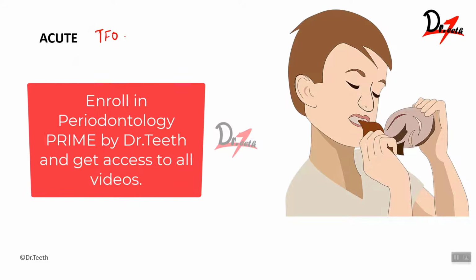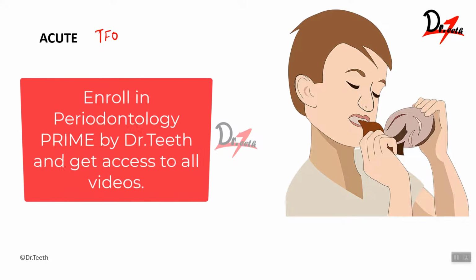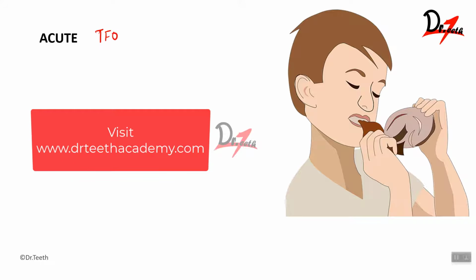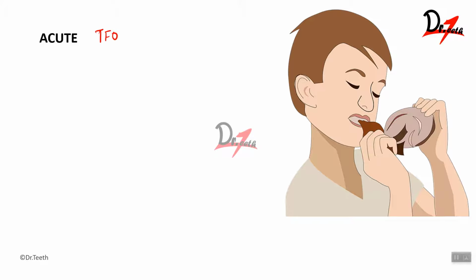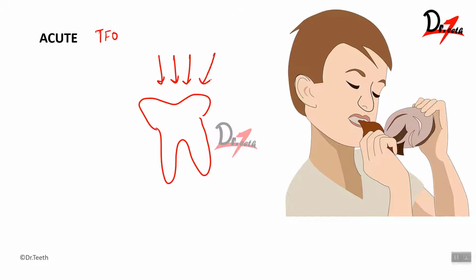In acute TFO, it results because of an abrupt change in the occlusal forces, such as one which is produced when there is biting on a hard object. Even iatrogenic forces such as a faulty restoration or faulty prosthesis can cause an acute trauma. So suddenly the tooth will encounter heavy forces that are applied on it, and this causes acute trauma to the periodontium.